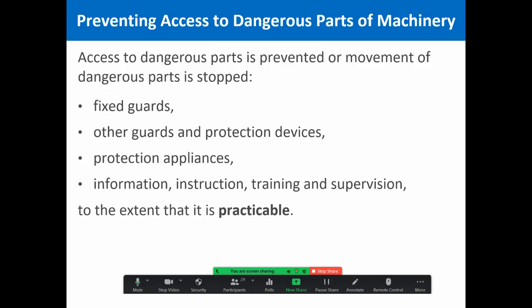Most commonly, you use fixed guards. Fixed guards are the best option to prevent access to dangerous parts of machinery. Sometimes they're not feasible. If they're not feasible, then other guards and protection devices are used. You can also use protection appliances. Another very important control is to give information, instruction, training, and supervision to people to tell them about dangerous parts of the machinery and how they can prevent contact with the dangerous parts of the machinery.